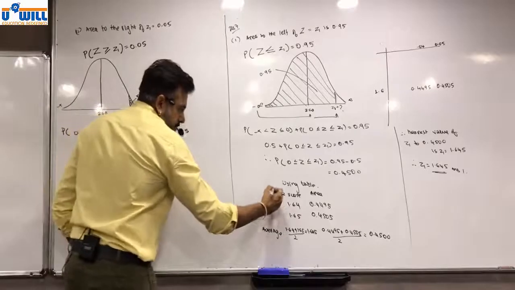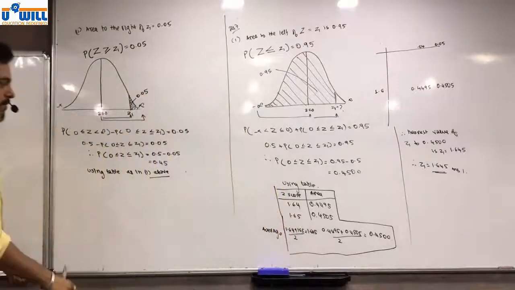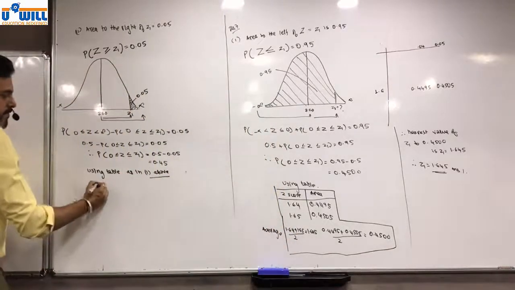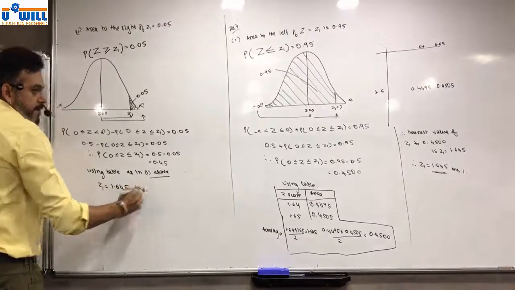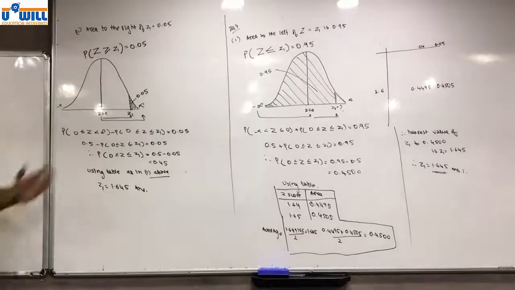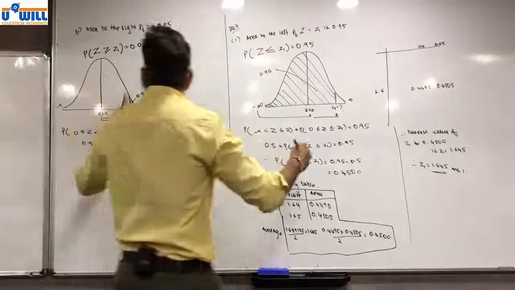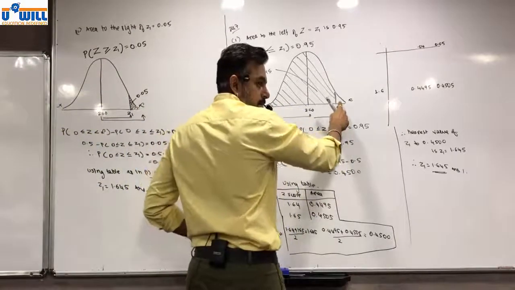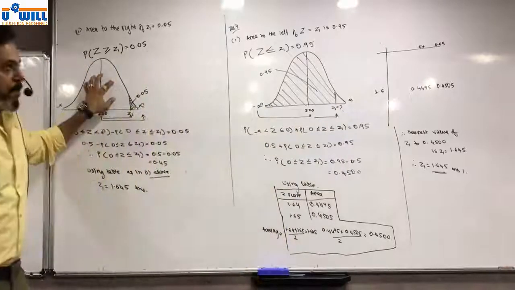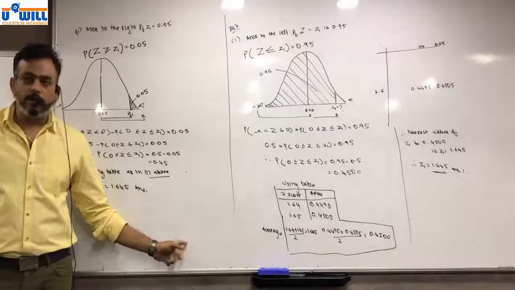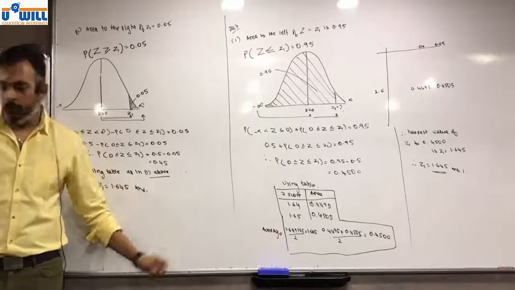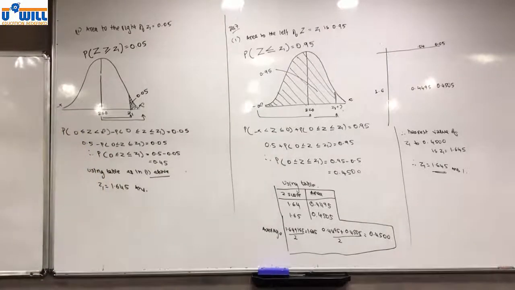यानी ये वाला this one above z1 is equal to 1.645. Answer. You can see it over here. This is 0.05 and over here this is 0.95. So this remains the same. Got it all of you? Okay.